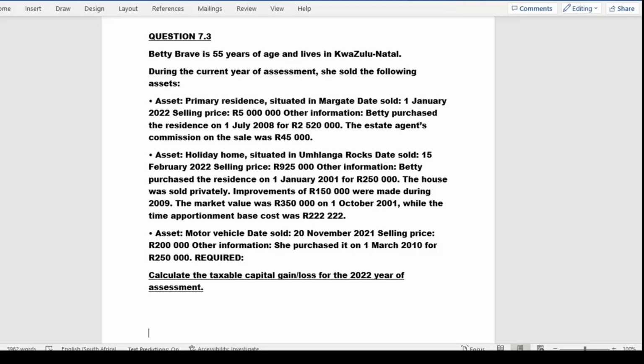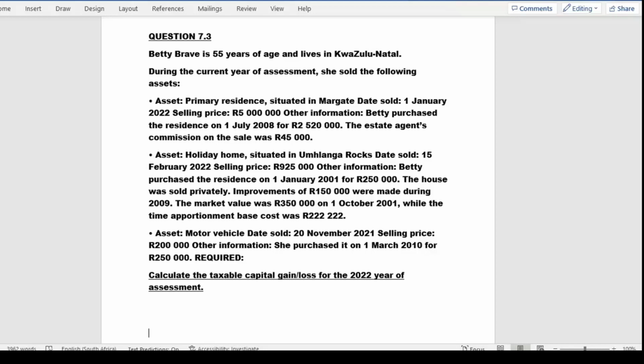Asset number 2, we've got a holiday home situated in Umhlanga Rocks, sold on the 15th of February 2022 with a selling price of 925,000 rand. Betty purchased the residence on the 1st of January 2001 for 250,000 rand. The house was privately sold, and improvements of 150,000 were made during 2009, and the market value is 350,000 on the 1st of October 2001, while the time apportionment base cost was 222,000.